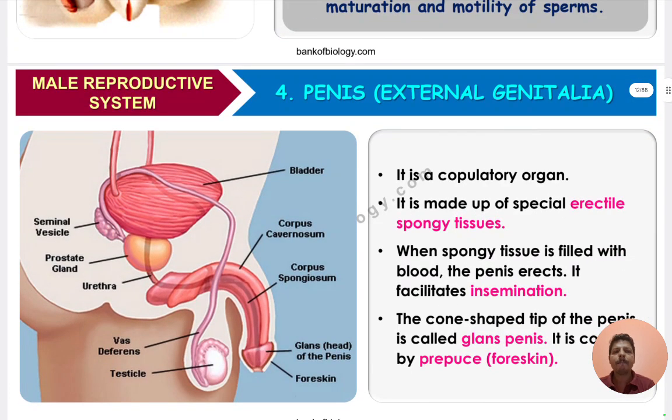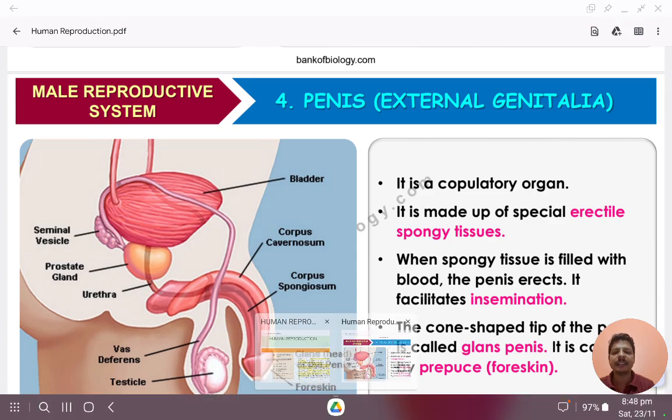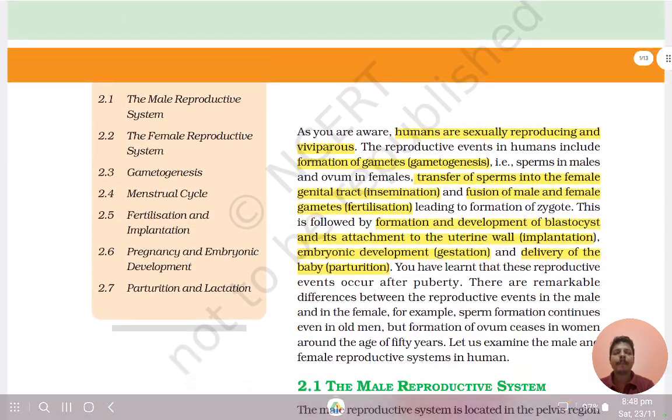Coming to fourth, penis or external genitalia. Before starting it, let's see what your NCERT says here.